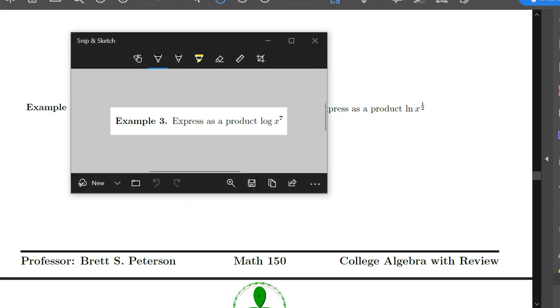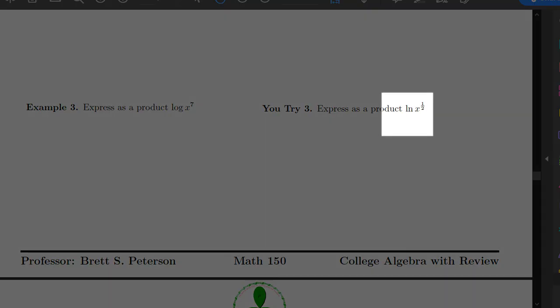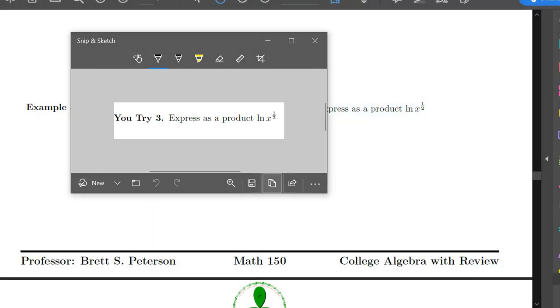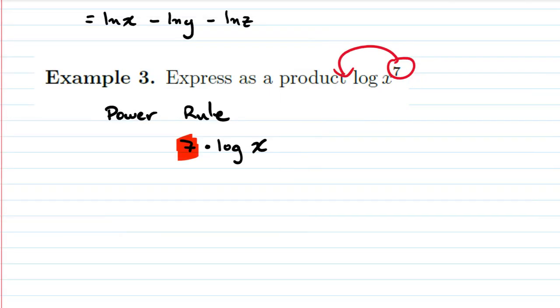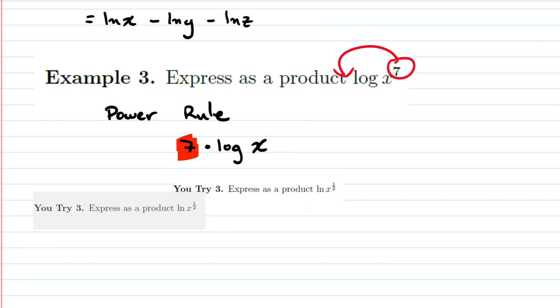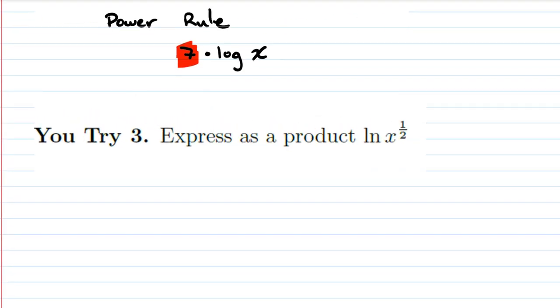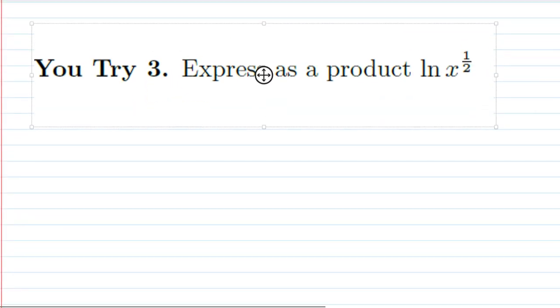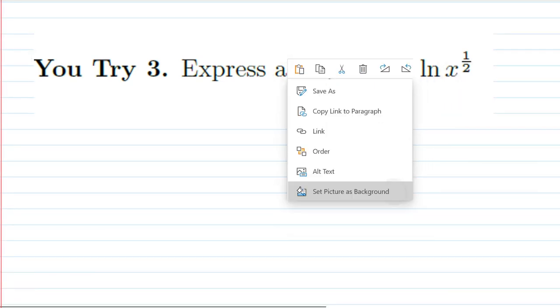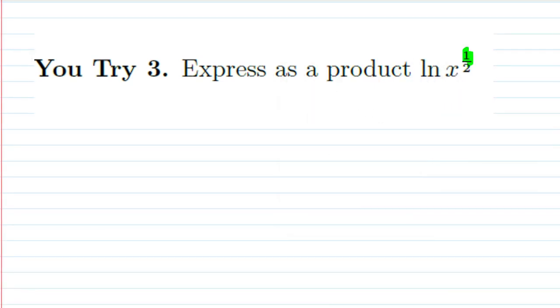All right, it's now your turn. Let's go ahead and have you work this problem. So once again, we're going to take our exponent, and we're going to swing it down in front so we get 1/2 times the natural logarithm of x.